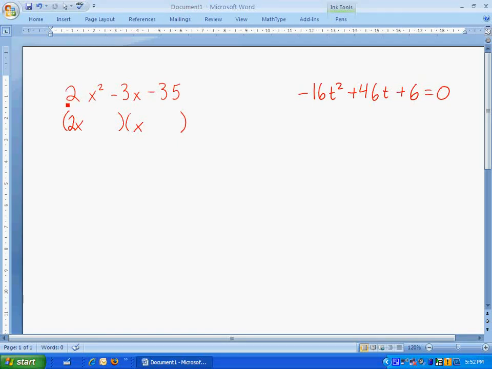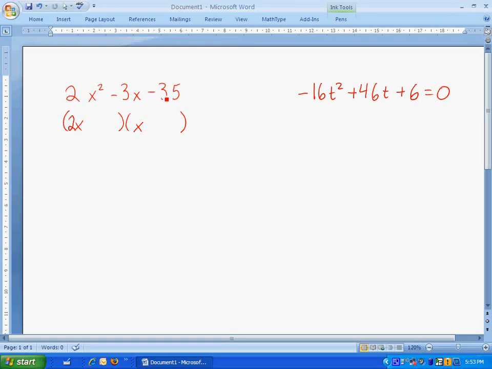Now, if this is some other number, like in our other example, where we're going to be looking at 16, it could be something other than that number and 1. 16 could be 8 and 2 or 4 and 4. But in this case, 2 and 1 are the only things that multiply together to give me 2. So I know that's what goes in front here.